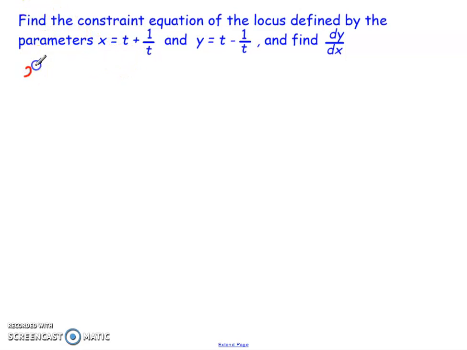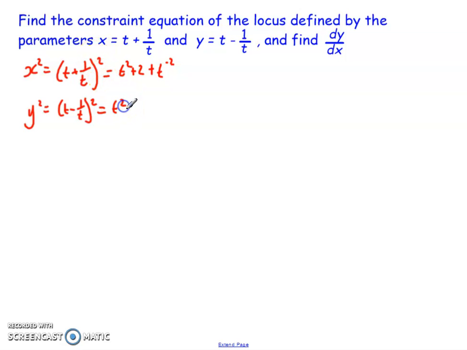So if I were to do the x, I'd have x squared equals (t + 1/t) all squared, and if I were to multiply this bracket out and simplify it, I'd have t squared plus 2 plus t to the minus 2. We're going to be working with derivatives, so let's keep them as powers. If I were to also do the same with the y, I'd get y squared equals (t - 1/t) squared. And if I were to multiply out the brackets and simplify that one, I'd get t squared minus 2 plus t to the negative 2 for y.